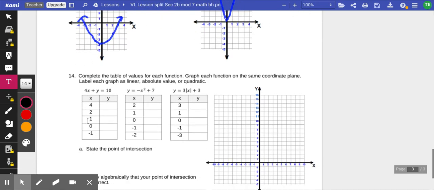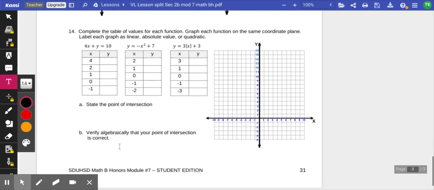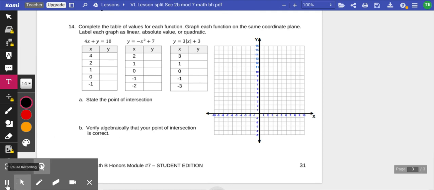Now we're looking back. We've done all 3 of these types. This was linear. This is quadratic. And this one is our absolute value. So I want you to go ahead and graph those 3. Be neat. And then find where they intersect. Once you have finished, come back and check your work.